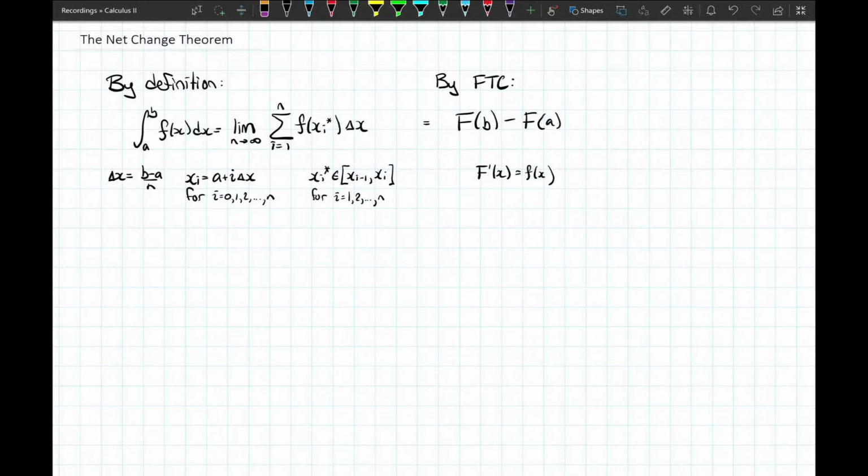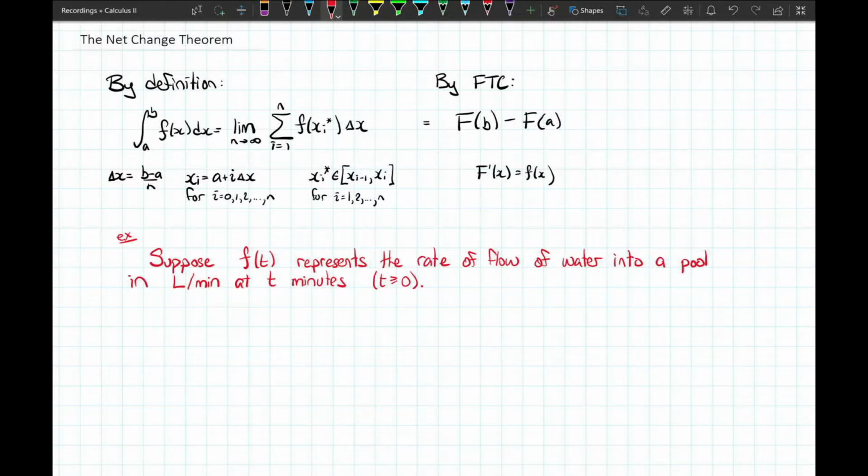Let's think of an example. Suppose we have f of t, and I'm going to use t here to represent time. Let's say that that's the rate of flow of water into a pool, which is a rate of change of volume. So we might measure that in something like liters per minute. This is a function of time, so that's the flow rate of water at t minutes for t greater than or equal to 0. Okay, let's start thinking about what we could do with a definite integral over an interval.